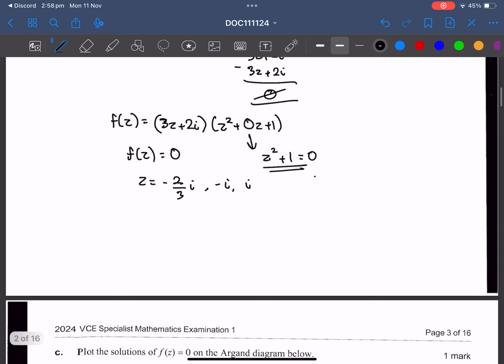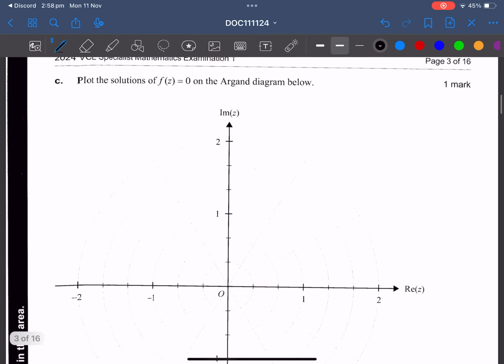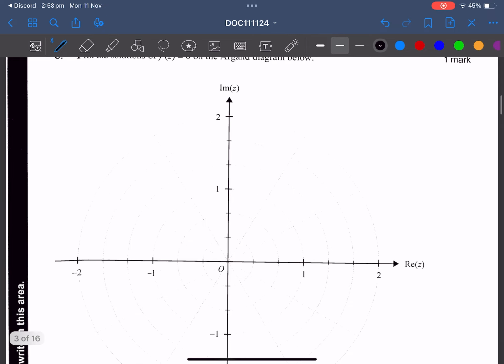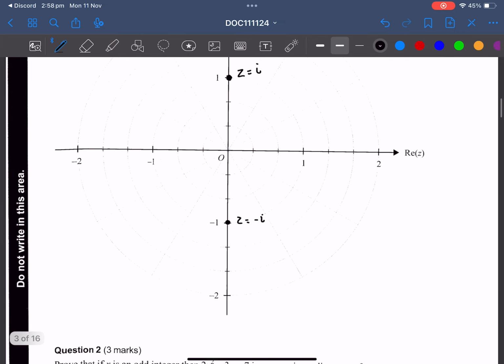Alright, so plot the solutions of f(z) on the Argand diagram below. Okay, so this one is z equals i, this one is z equals minus i, and the other one was 2 on 3. Okay, negative 2 on 3, so z equals minus 2 on 3i.